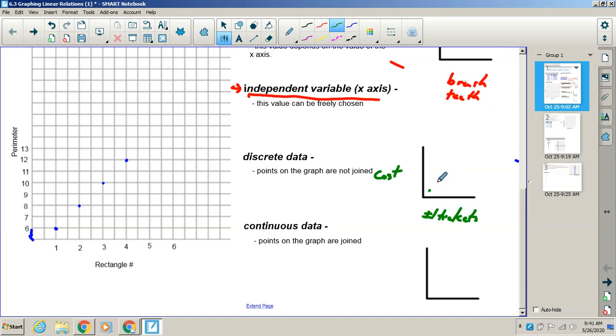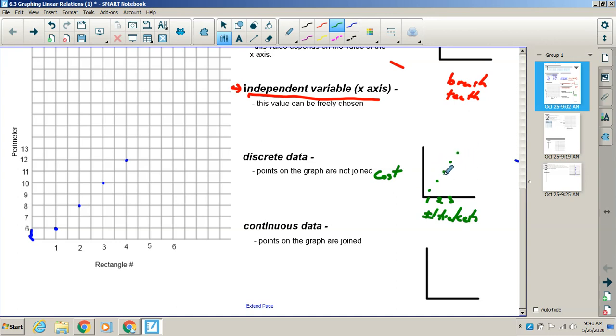So another ticket here, 3 tickets, 4 tickets, and so forth. I have a linear relation, straight line graph. Now, I would not join the points here because I am buying 1 ticket, 2 tickets, 3 tickets. There is no information in between here. I'm either buying 1 ticket, 2 tickets, 3 tickets. So this is an example of discrete data.